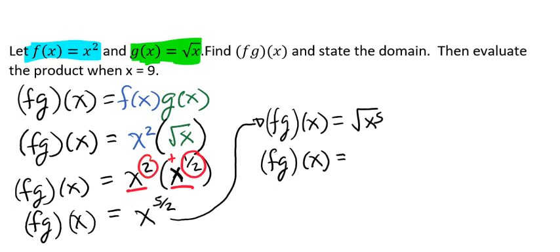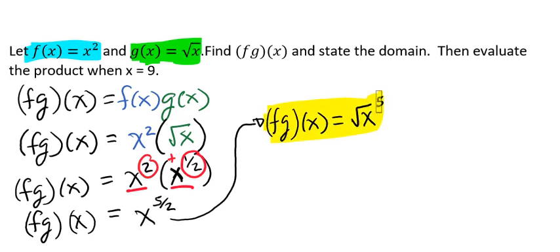We probably don't actually need to rewrite that. We'll just move our 5th power and write it as the square root of x raised to the 5th, like that. And so here we have the product.